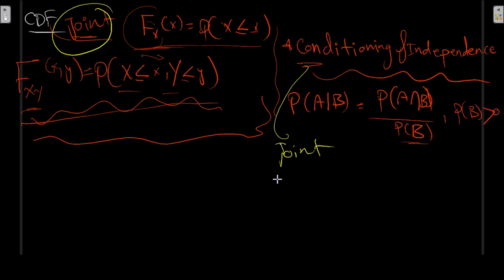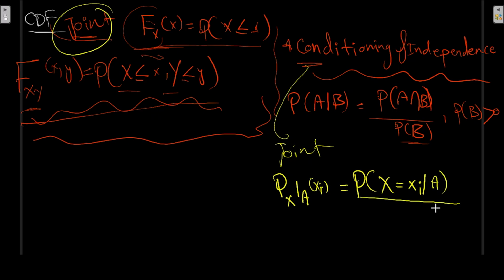Let's say that the probability of x given event A is equal to the probability of x equal to that value xi, given the event A, over the probability of A. An example will be quite useful.